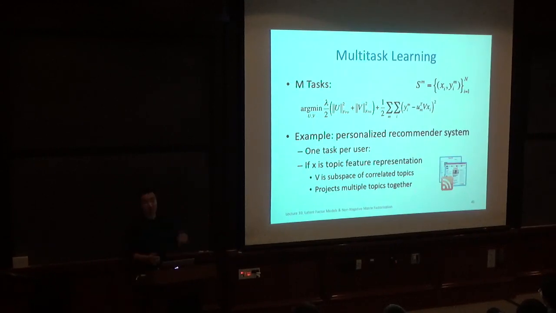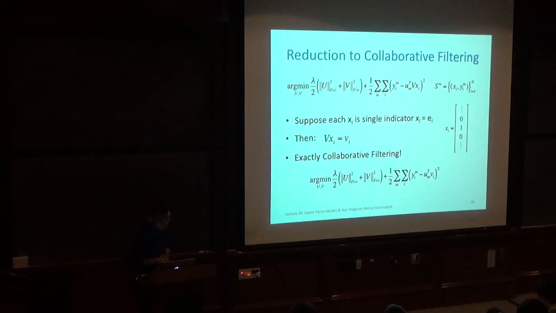Now, this looks a lot like collaborative filtering. In fact, it is in some ways an extension of collaborative filtering. Collaborative filtering is the special case where xi is an indicator basis function. If xi is 1 in exactly one entry and 0 everywhere else, then you get back the collaborative filtering problem that we talked about before.